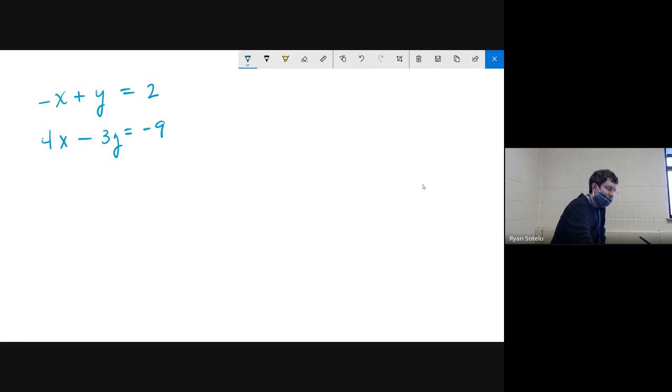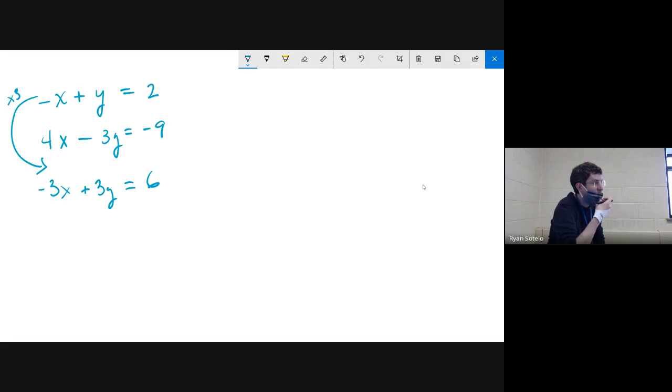I'm going to use, I guess, elimination. I'm going to try to eliminate the x's. I'll eliminate the y's, actually, because I'd like to work with smaller numbers. So I'm going to rewrite this first equation by multiplying every number by 3. That way the y is 3 here and the y is 3 here. So I'm going to make minus 3x plus 3y equals 6. That's fair for me to do.